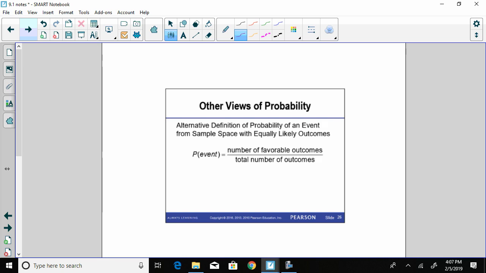All right, let's take a look at what else we have. Alternative definition of probability of an event from a sample space with equally likely outcomes. The probability of the event is the number of favorable outcomes over the total number of outcomes. Okay, probability of it happening out of all the possible chances, right? Number of favorable outcomes is the number of times it actually happens, out of the times that you could possibly get it, and then the total number of outcomes is literally out of all possible outcomes.